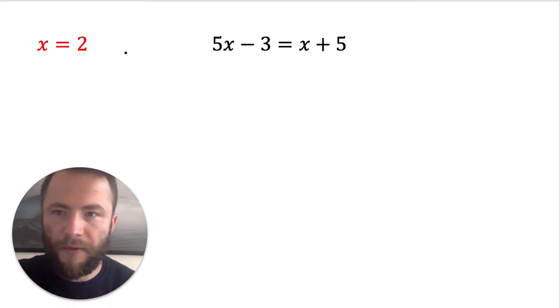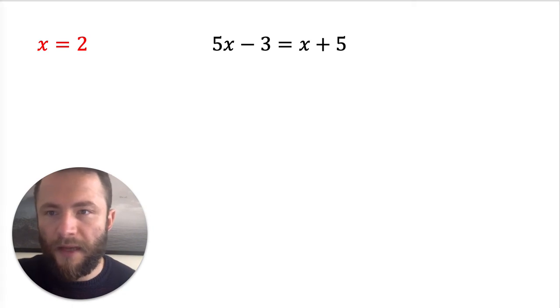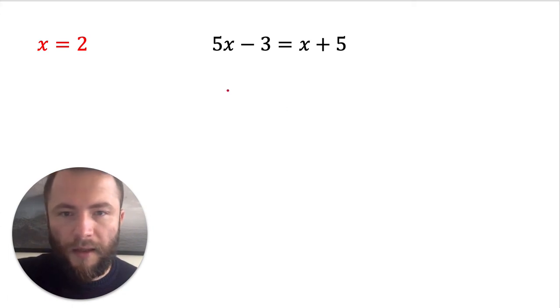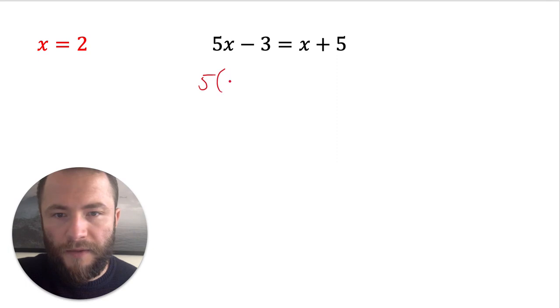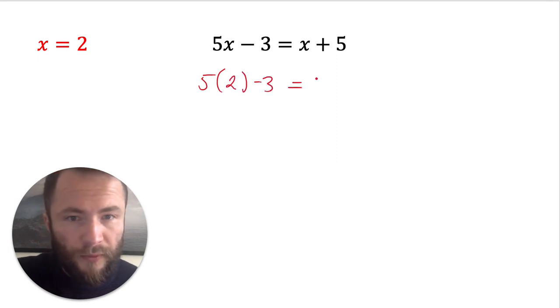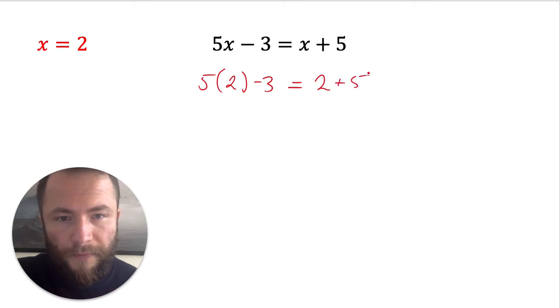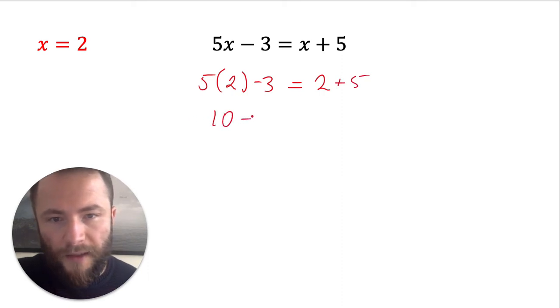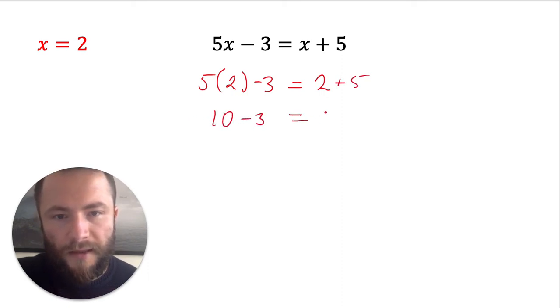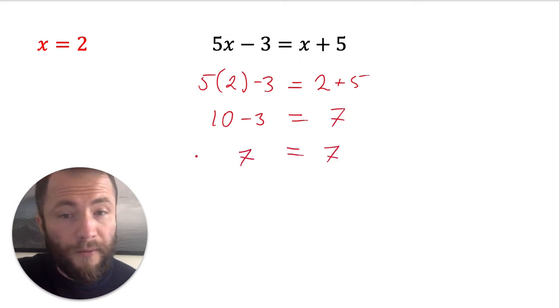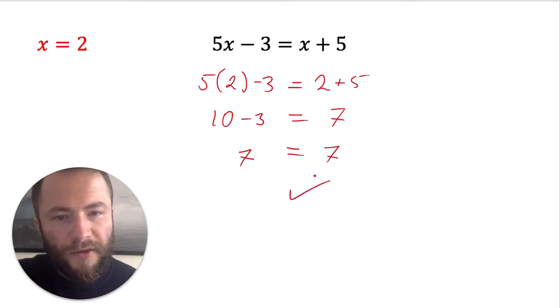My solution x is equal to 2, and I can put in 5 times 2 minus 3. Is that equal to 2 plus 5? Let's see. 10 minus 3. Is it equal to 7? 7 equals 7. So the left-hand side is equal to the right-hand side. So this equation is true, which means that we found the correct solution.